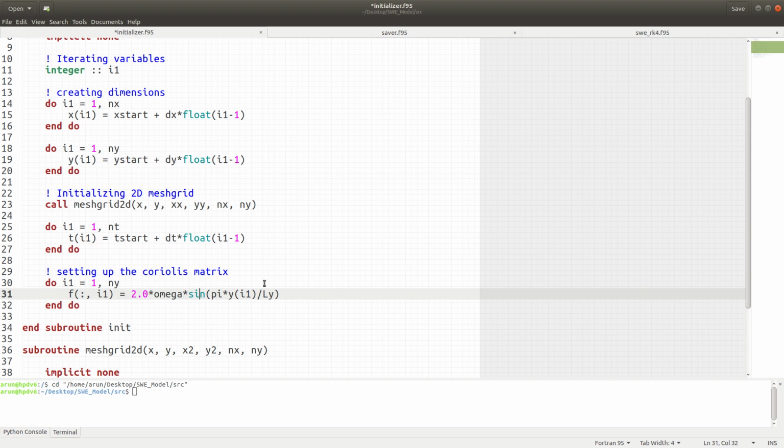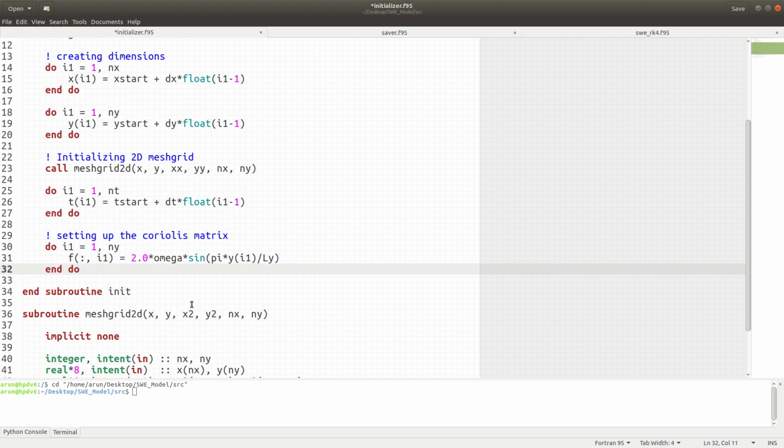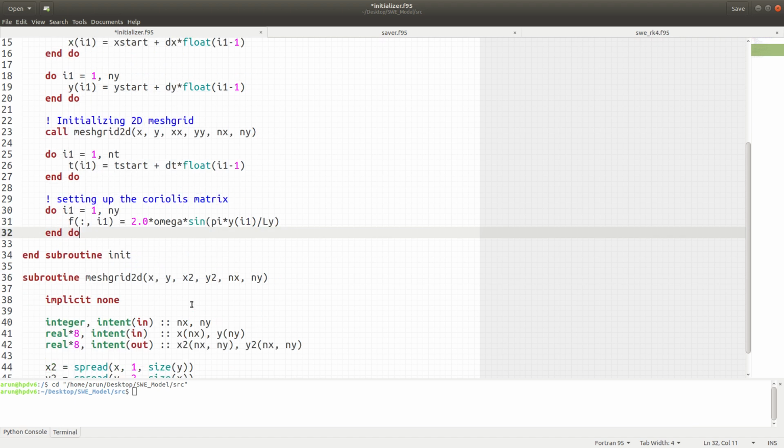Essentially what this profile says is that whenever y is 0, the Coriolis component is going to be 0. Whenever y approaches Ly, the Coriolis component is going to be twice the angular velocity. So in between it will have a sinusoidal variation. Likewise, this will be the same in the negative direction of y. It will have the same magnitude, but the opposite sign in the negative direction of y. Other than that, nothing much is different. You can use different profiles of your choice and play around with it. I'm going to use a sinusoidal profile. Now with this, we have initialized the dimensions.